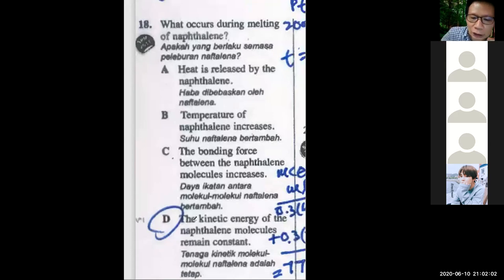Why? Hashini, where are you? Hashini disappeared. Because no change in temperature. Very smart, this Hashini. Yes, because no change in temperature. When temperature does not change, kinetic energy never changes. Remember that? Very good answer, Hashini. Good, thank you. During the melting process, no change in temperature. When no change in temperature, kinetic energy remains the same. Okay? Very good answer, Hashini.